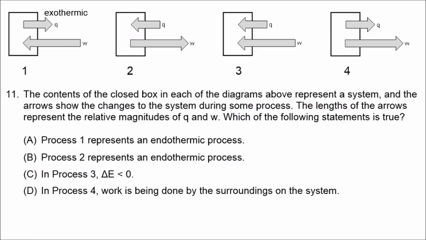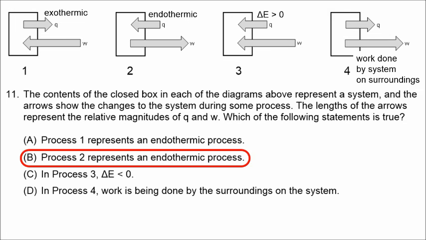Process 1 represents an exothermic process because heat is exiting the system. Process 2 is an endothermic process. And in process 3, the delta E would be positive. And in process 4, work is being done by the system on the surroundings. So therefore, the correct answer to number 11 is B. Process 2 is endothermic because all we care about is heat, which is Q.